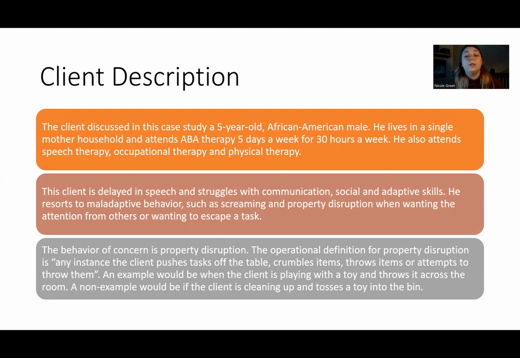The operational definition for property disruption is any instance the client pushes tasks off the table, crumples items, throws items, or attempts to throw them. An example would be when the client is playing with a toy and throws it across the room. A non-example would be if the client is cleaning up and tosses a toy into the bin.